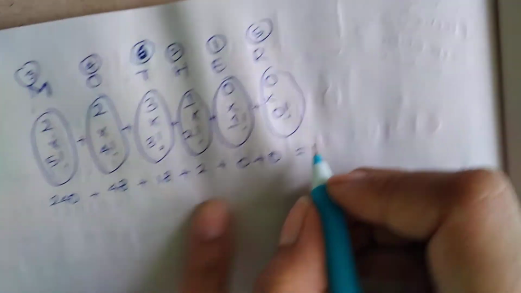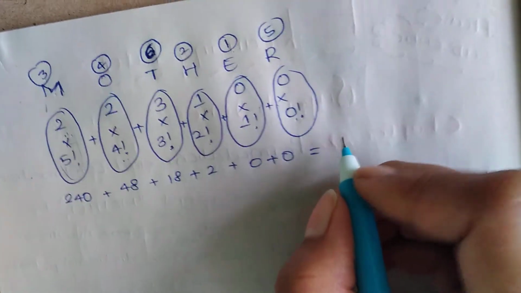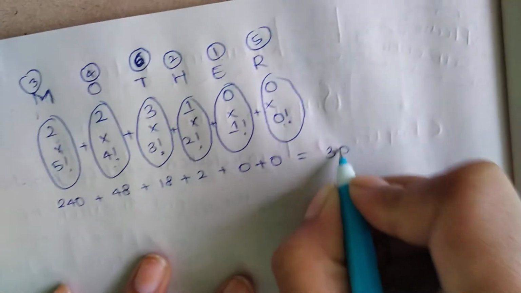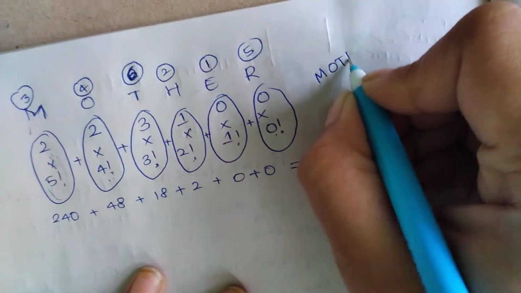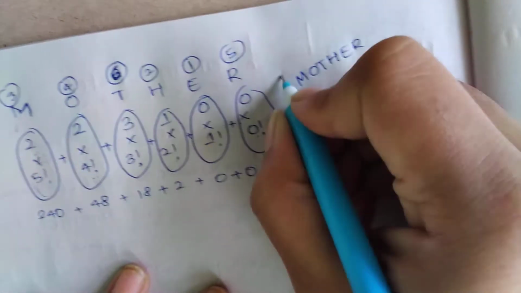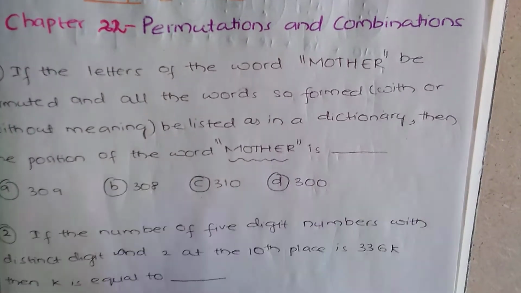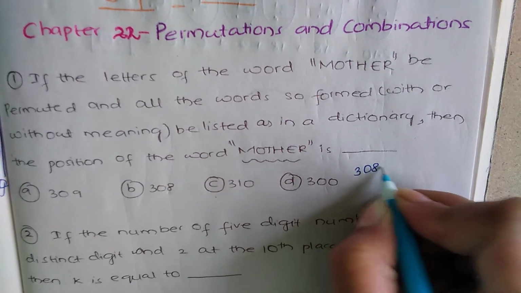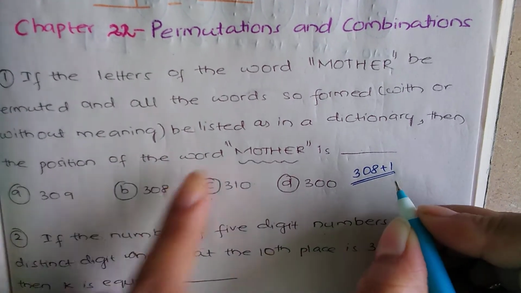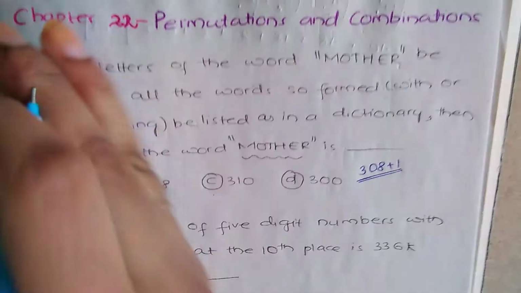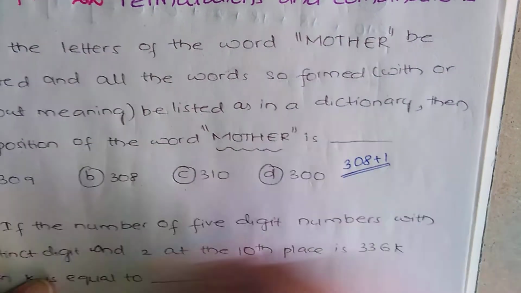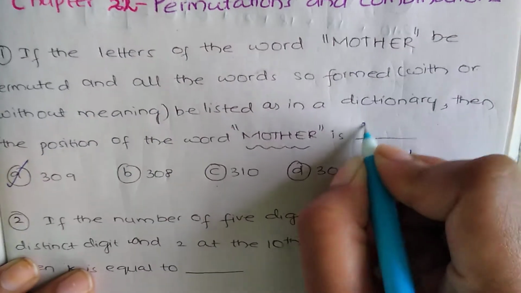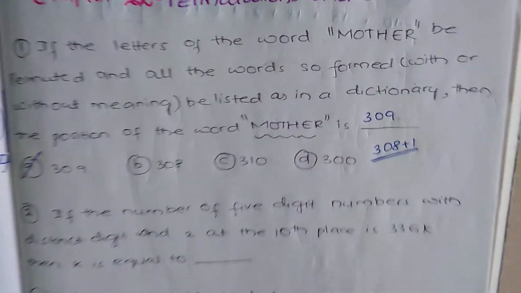How much do you get? You get 308. So there are 308 words in the dictionary present before MOTHER. They are asking for the exact position of MOTHER in the dictionary, so what should you do? 308 plus 1. That's it. The position of MOTHER will be the count before it plus 1. Understood? Yes. So the answer is 309. Got it? Yes. Second question.